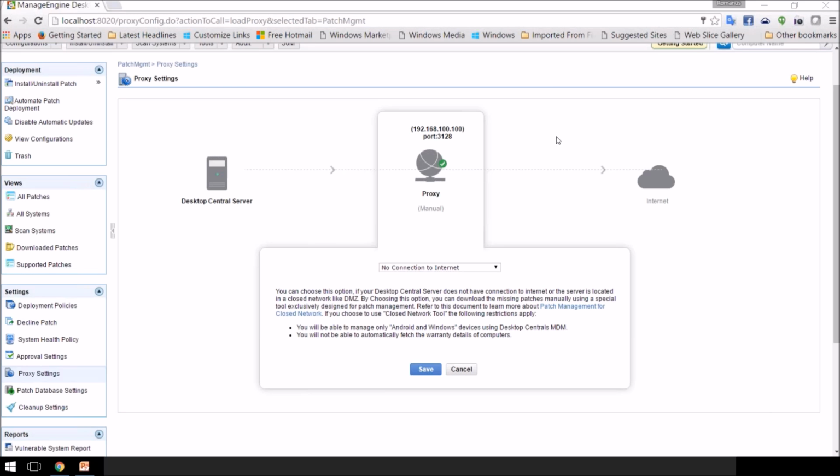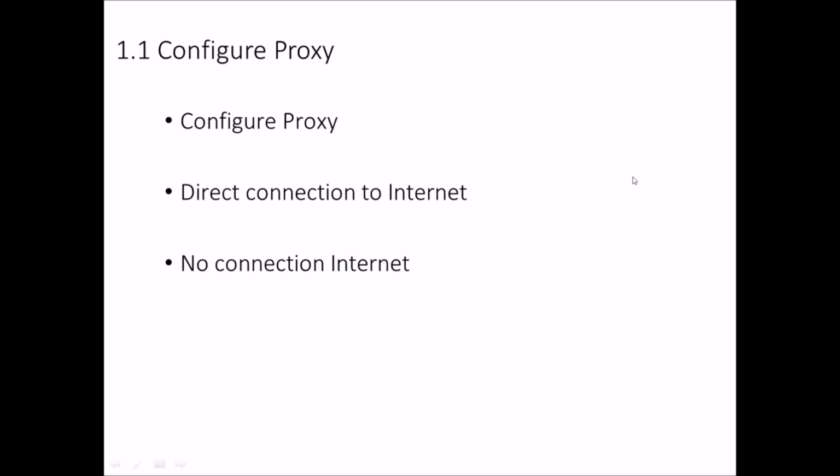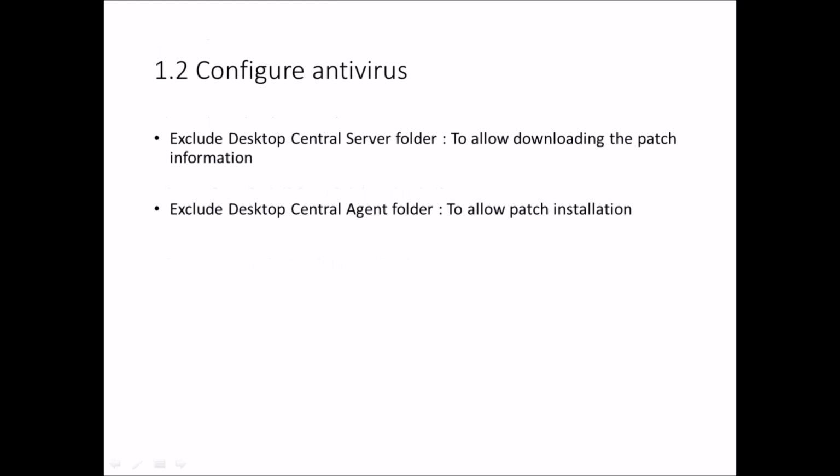Okay. Let's quickly come back to the presentation. That is the first setting. The second one is configuring the antivirus. Actually, you don't do this in the Desktop Central product, but you would be doing this in your network, in your AV solutions, for Desktop Central to work, basically excluding the server and the agent folder for free working of patch management. That means we exclude the servers for the patches to be downloaded, exclude the agents for the patches to be installed. Simple.